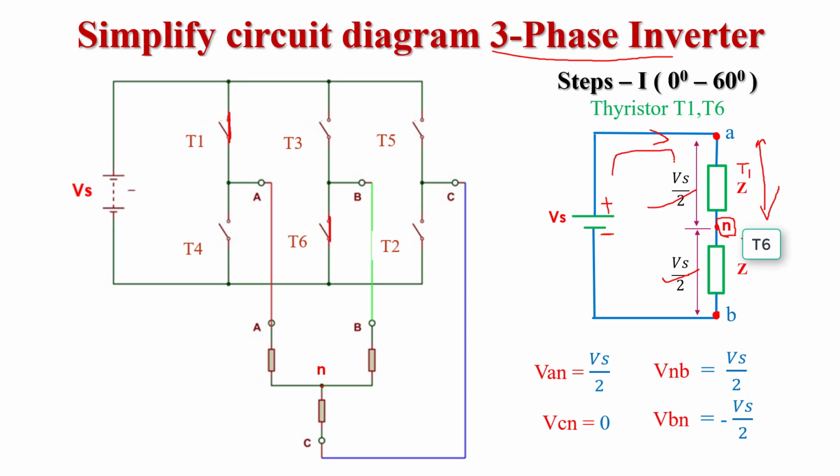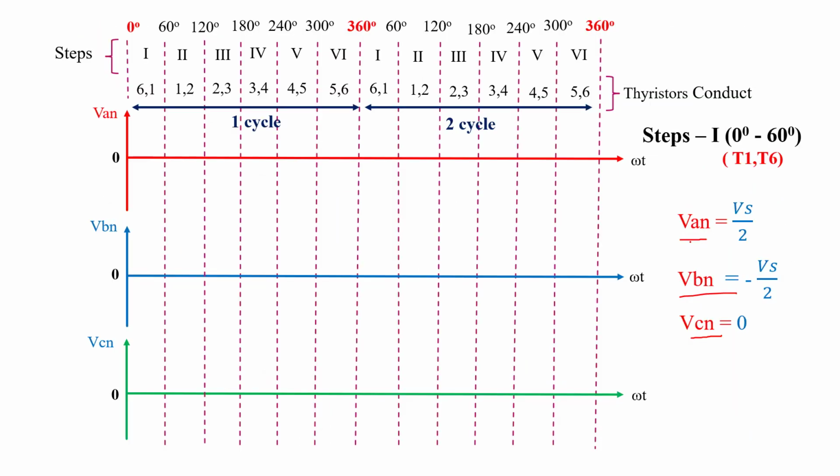The direction of current flow is this. So the voltage across VAN is equal to the voltage across VNB. The VAN voltage is Vs by 2 and the voltage across VNB is Vs by 2. But if we want VBN voltage, that is minus Vs by 2. In this case, VCN voltage is 0. Now after calculating the phase voltage VAN, VBN or VCN, we draw the waveform.